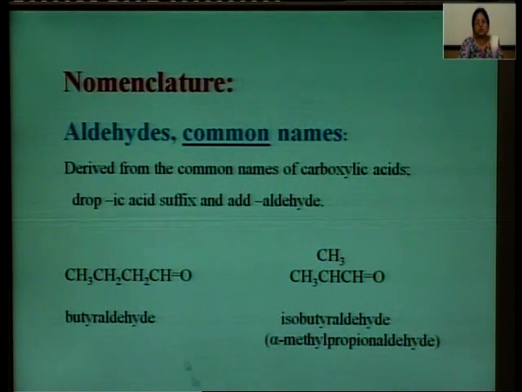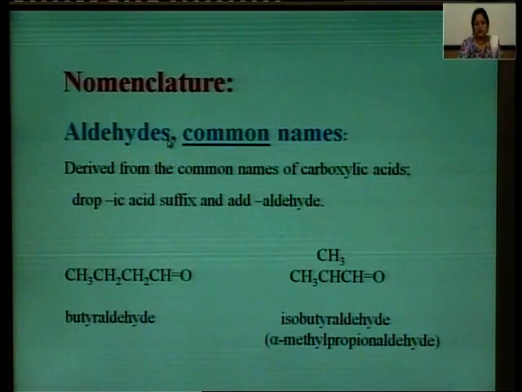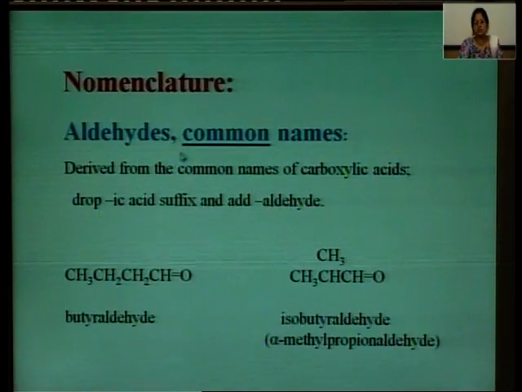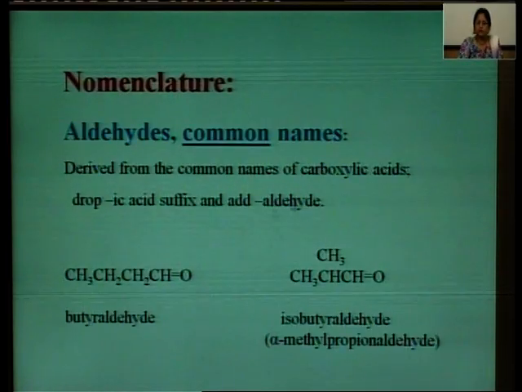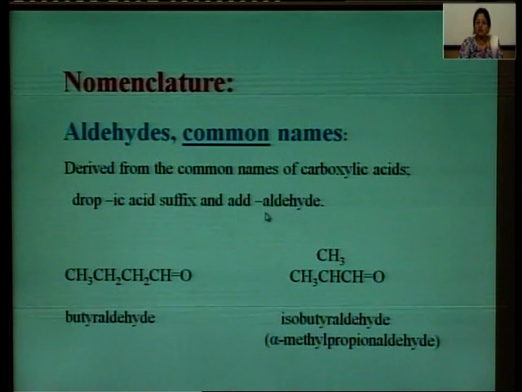Now coming to the nomenclature of the aldehydes and ketones, firstly we will take up the nomenclature of aldehydes. As we know, all compounds can be named depending upon two systems. One is the common system, another is the IUPAC system. Firstly, we will take up the common names of the aldehydes. These common names of aldehydes are derived from the common names of the corresponding carboxylic acids. We drop the word "ic" and add the word aldehyde.